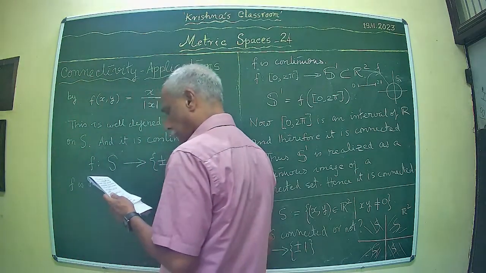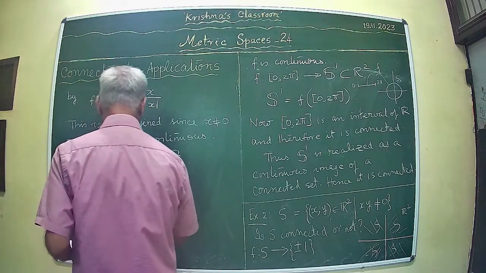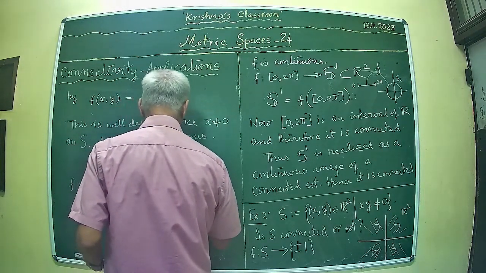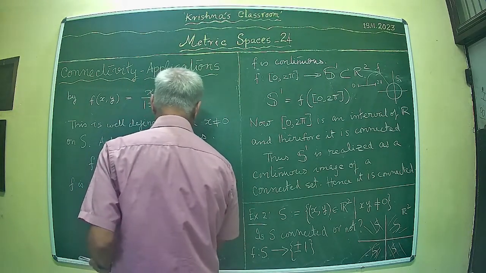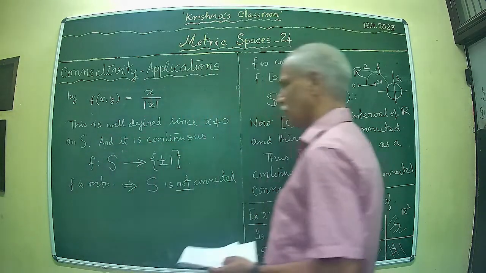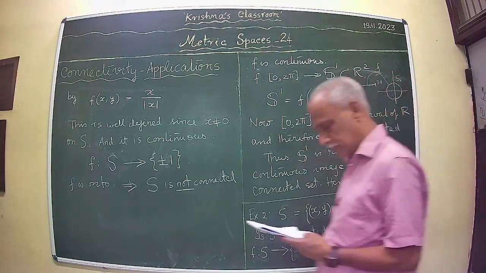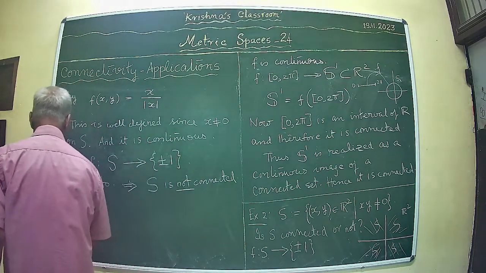Therefore, S is not connected, as we have observed, and it is coming from the nature of the space. So we give another example.